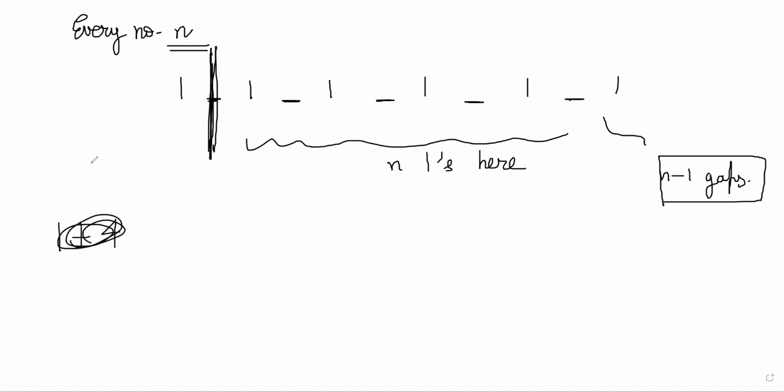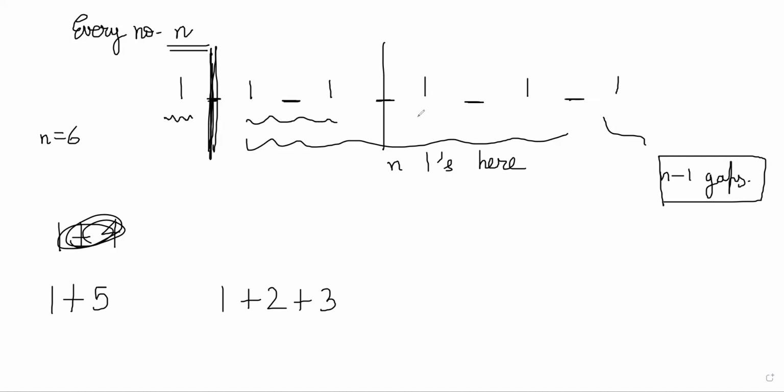In this case, I had 6. The number n was 6. So I get a partition 1 plus 5, right? If I had put a bar here, then I get another partition 1 plus 2 plus 3. Think about it. 1 here, 2 here, 3 here, right? So basically what I'm trying to say is you can put bars or partitions in all the gaps here between the ones, and every different arrangement of the bars and the ones basically counts as a partition, right?